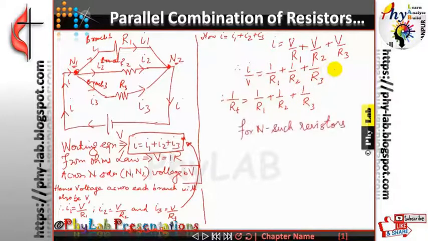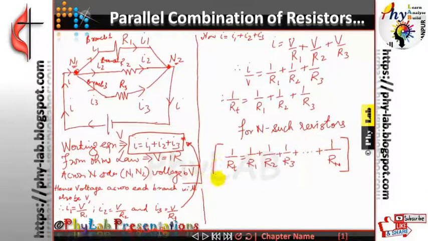Now if there were n such resistors which were connected in parallel, then I could have said that 1 by R total is equals to 1 by R1 plus 1 by R2 plus 1 by R3 plus dot dot dot till 1 by Rn. So in parallel the net resistance comes out to be 1 by R1 plus 1 by R2 plus dot dot dot till 1 by Rn.